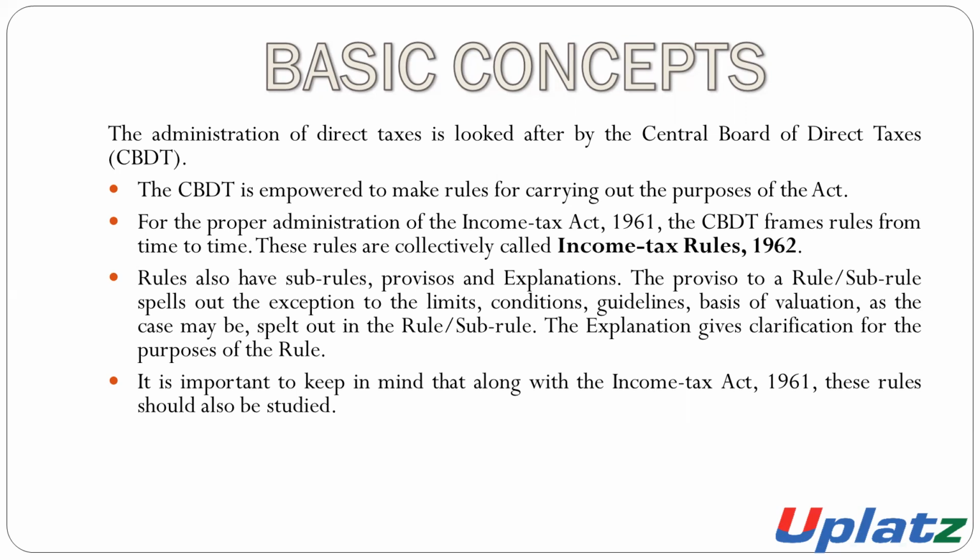The proviso to a rule and sub-rule spells out the exception to the limit. It contains conditions, guidelines, and basis of valuation, as the case may be. These rules and sub-rules provide exceptions, conditions, guidelines and basis of valuation. The explanation gives clarification for the purpose of the rule.